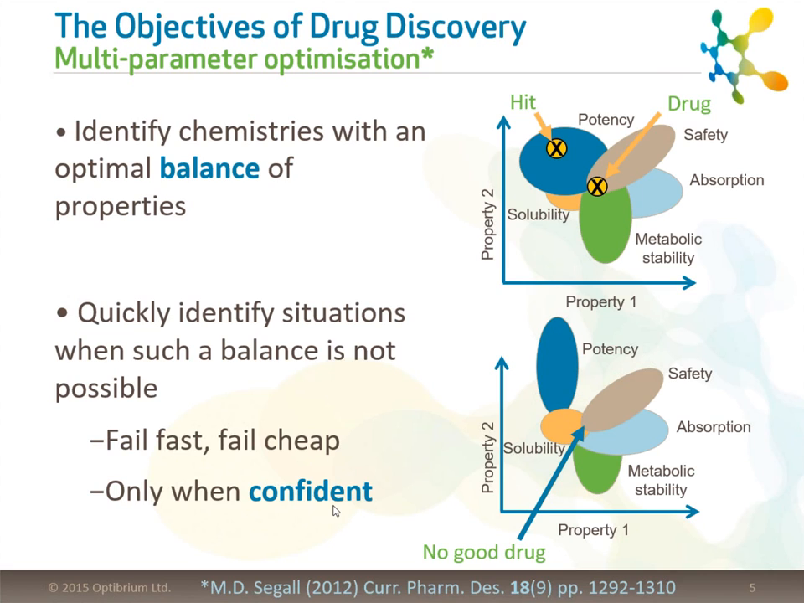And the reason I highlight the word confident is that we need to be aware and remember that all of the data we deal with in drug discovery has significant uncertainty. The experimental measurements we make have significant variability, and of course, as we're talking about today, any predictive models we have will have significant statistical uncertainty.